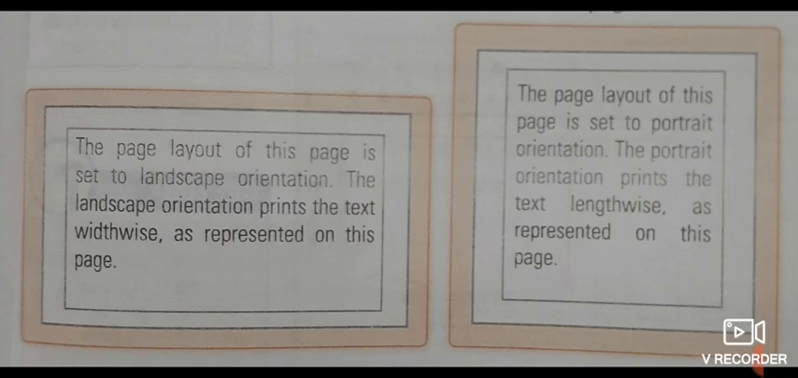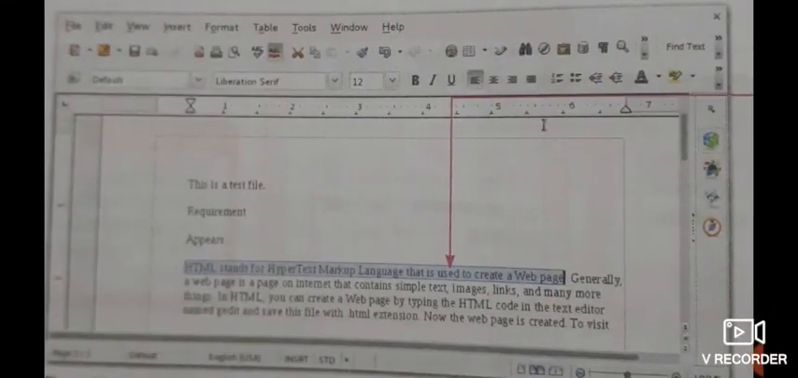Next is editing of a document. For editing of a document, first we have to select it. The primary step in the process of editing a document is selecting the text. The selection of text is known as block marking.